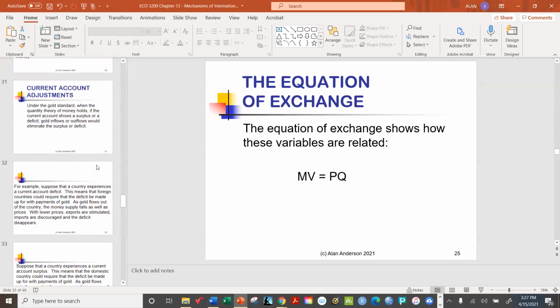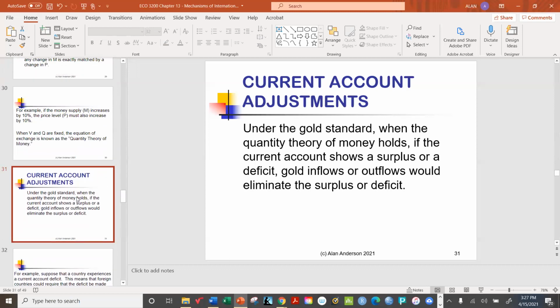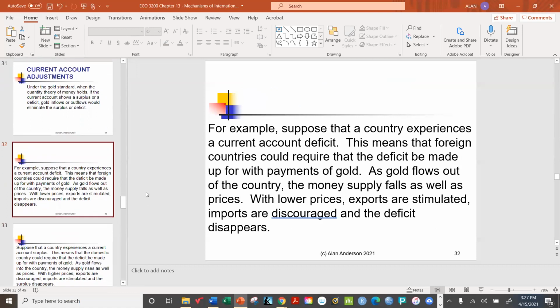All right, now we also mentioned that under the gold standard, assuming that the quantity theory of money holds, if the current account has a surplus or a deficit, gold inflows and outflows would automatically correct that surplus or deficit. How would that work? All right, so if we have a deficit, now remember, the way this works in those days, if you had a deficit, that means you owed money to other countries, they could insist that you pay them in gold. That doesn't happen now, does it? Not at all. No gold flows back and forth between countries.